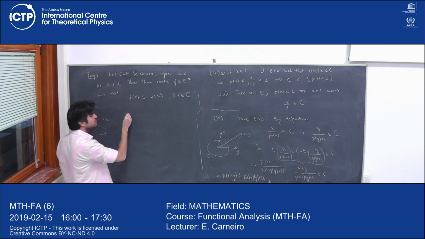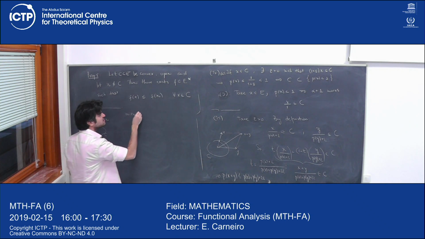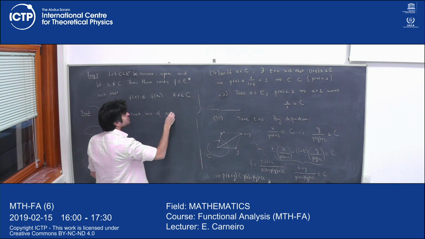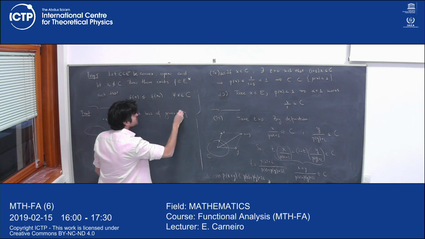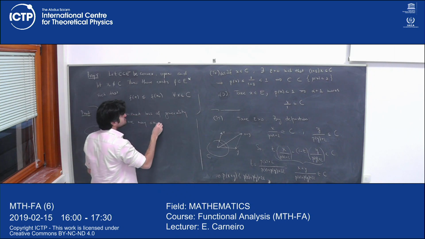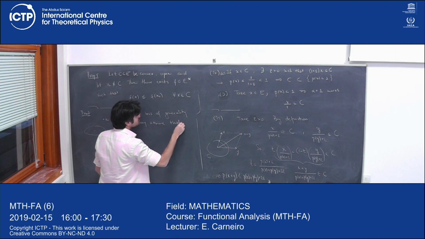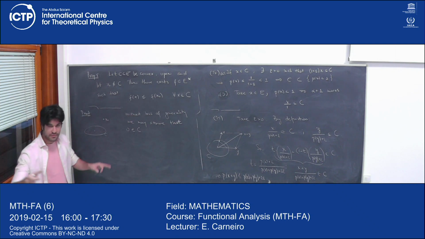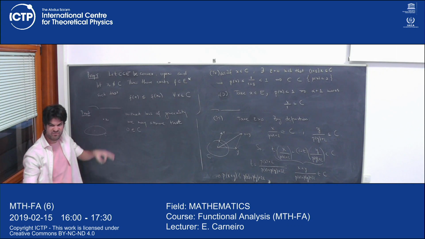So first of all, without loss of generality, we may assume that 0 belongs to the set C. I just do a translation.